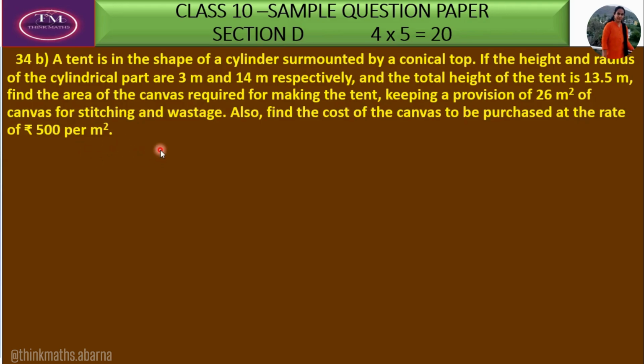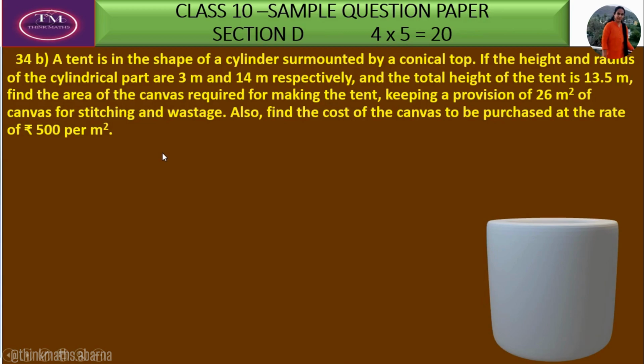So that is a tent. How is the tent? It is in the shape of a cylinder surmounted by a conical top. So this is the form of a tent. What is given? The height and radius of the cylindrical part. So this is the height of the cylinder. Height of the cylinder is 3 meter and radius is 14 meter. Okay, these are the data given. Next, total height. This complete height is 13.5 meter.